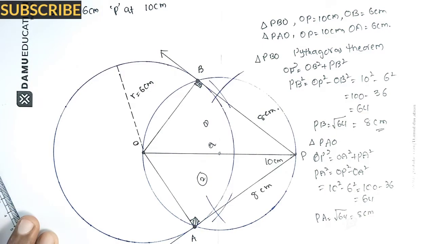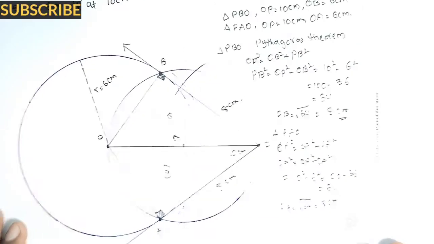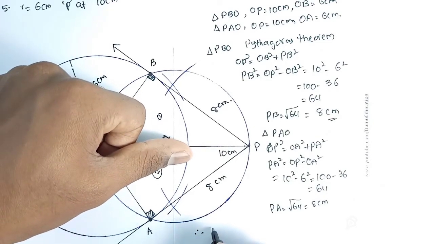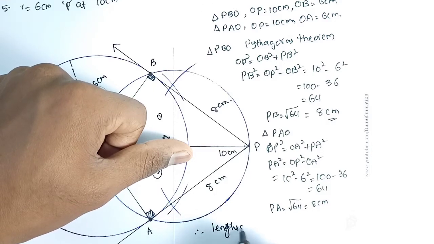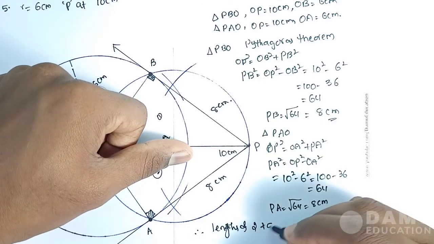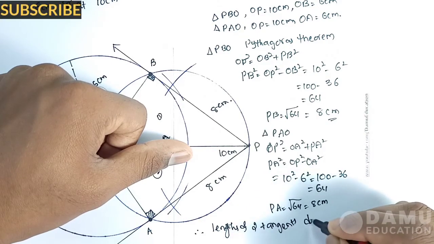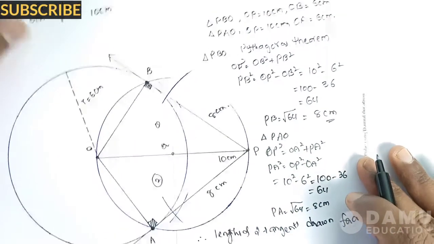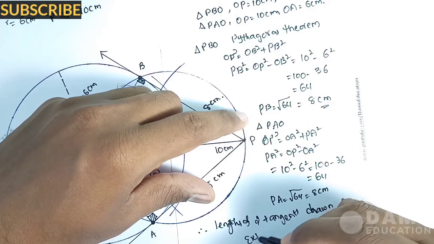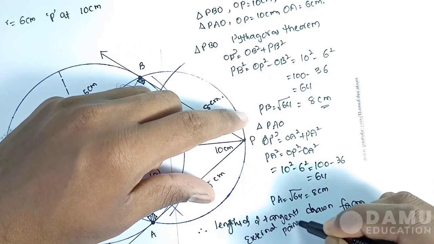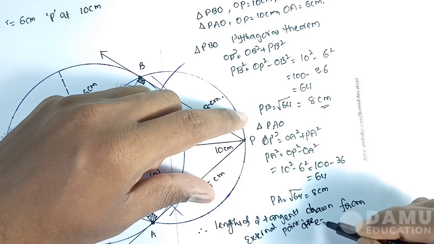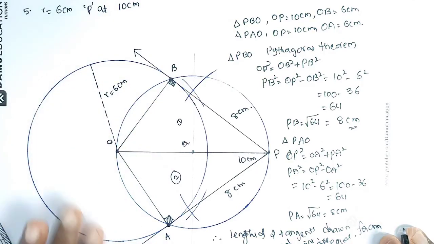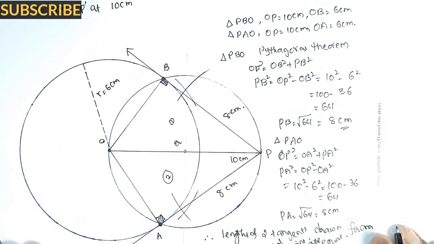What you can write? The conclusion will be: therefore, the lengths of two tangents drawn from an external point are equal. So that is the case. Like this we have to find it. This is the way to construct the given measurements with the tangents.